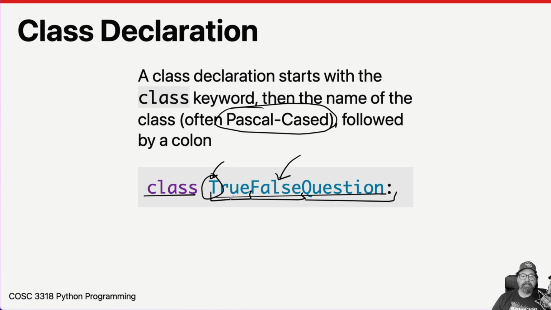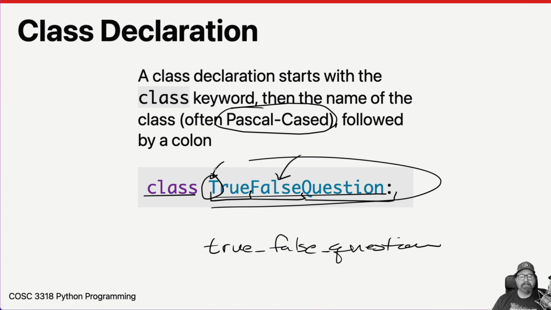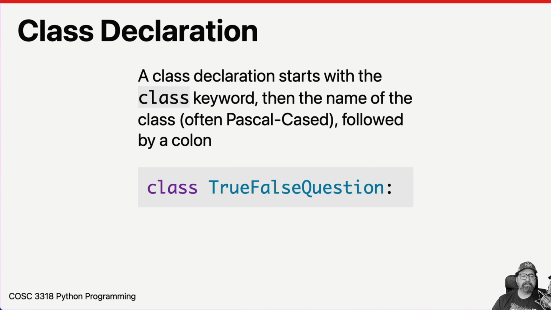So this is called Pascal cased, as opposed to example snake case, which we've been using. That would be something like true, false, question. This is not how we name our classes in Python normally. And if you go look at the Python style guide, you'll see that it says, try to use this Pascal cased version of it. So we're going to stick with this Pascal cased version where each letter, including the first one of each word, is capitalized. So this is our class, the true-false question.